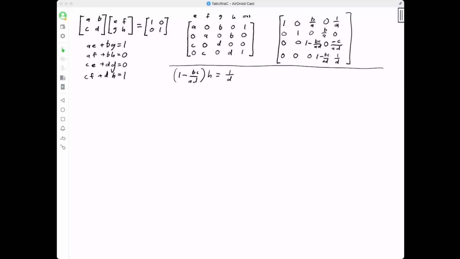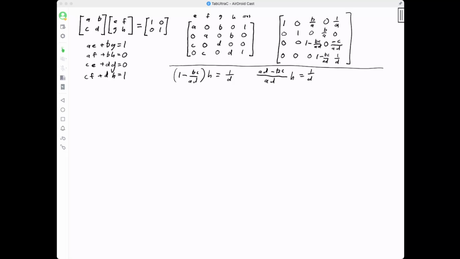This is going to be a trick that I use again and again. I'm going to replace that 1 with AD over AD. So this becomes AD minus BC over AD times H is equal to 1 over D. All I've done is replace the 1 with AD over AD so that they have common denominators and do the subtraction of the fractions. So AD over AD minus BC over AD becomes AD minus BC over AD.